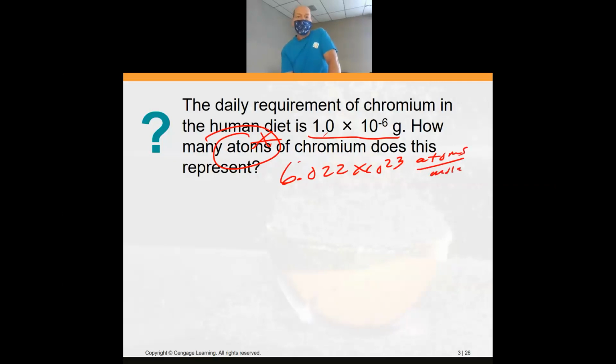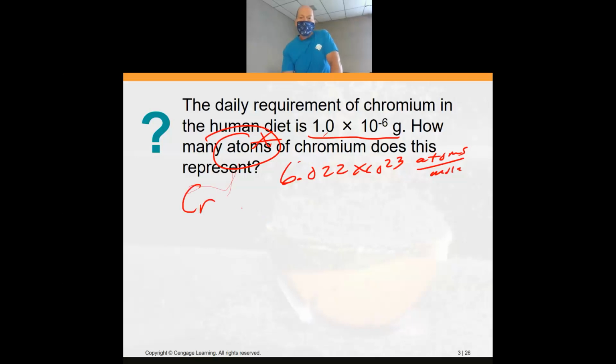If the question's asking for atoms, then it's atoms. If the question is asking for molecules, it's molecules. If the question is not asking for atoms or molecules, do not use Avogadro's number. All right, so we have chromium.